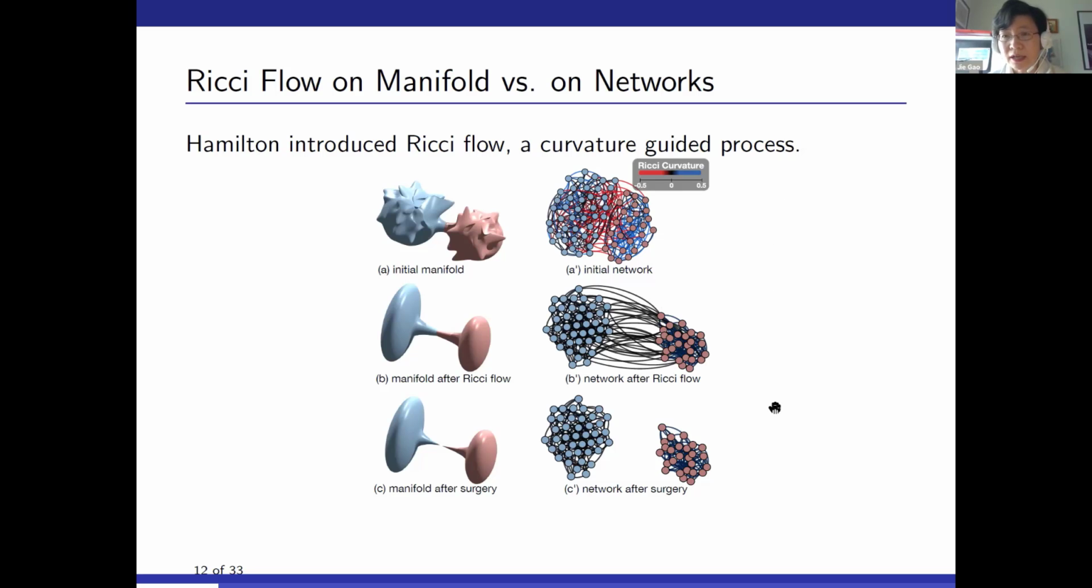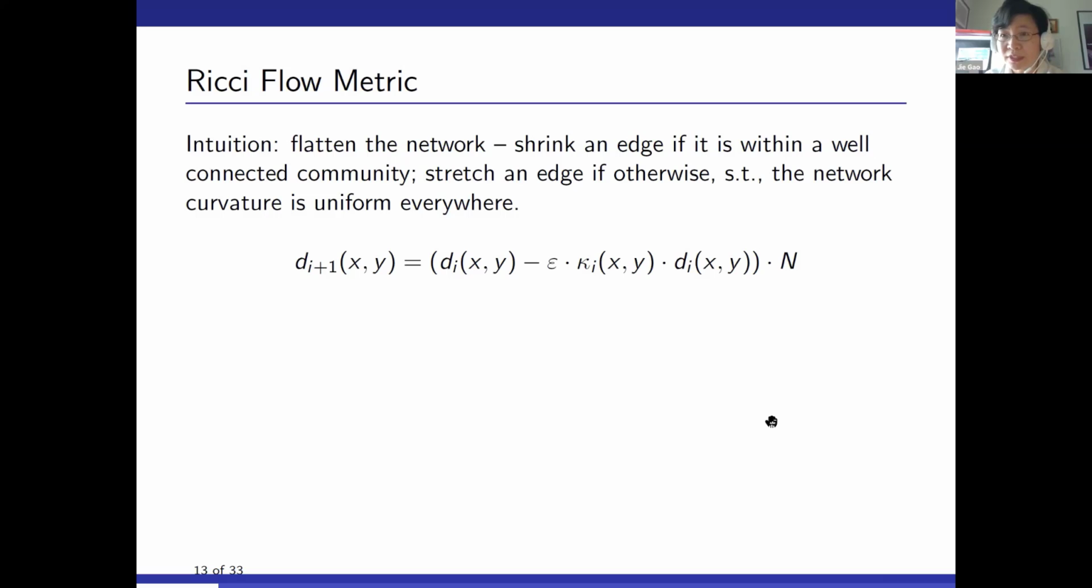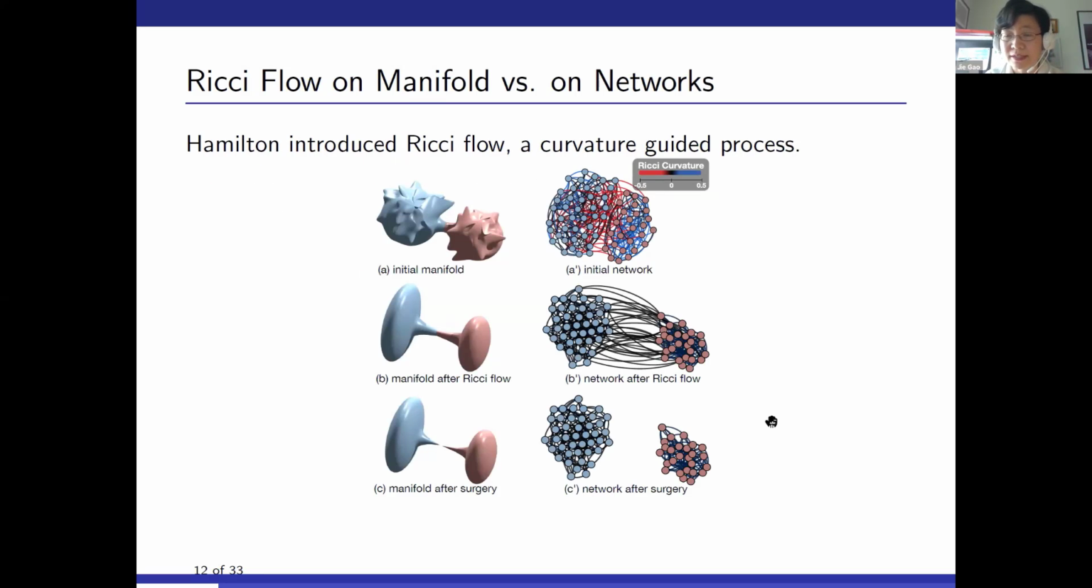So on the right-hand side, I'm showing the analog of the same formula, but applied to a graph setting. So here we have the initial graph with two communities. And when we run this Ricci flow that I will explain very soon, we actually discover that communities are naturally separated, with the edges connecting the two communities stretched, while the edges within the community are made shorter. So this becomes a very intuitive algorithm for community detection. So with that intuition in mind, let me introduce the details of exactly how this process is done.